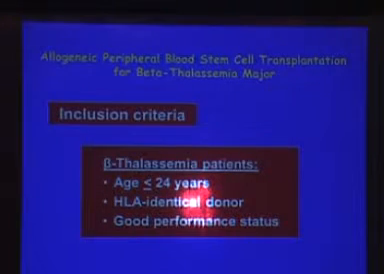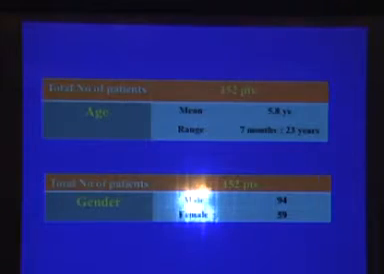What I'm going to share with you are our results over the past 15 years, and we included the patients under the age of 24 who have an HLA identical sibling donor and are in good performance status. And as you could see here, our mean age was around 6, and the range was between 7 months and 23 years. 94 males and 59 females were included.